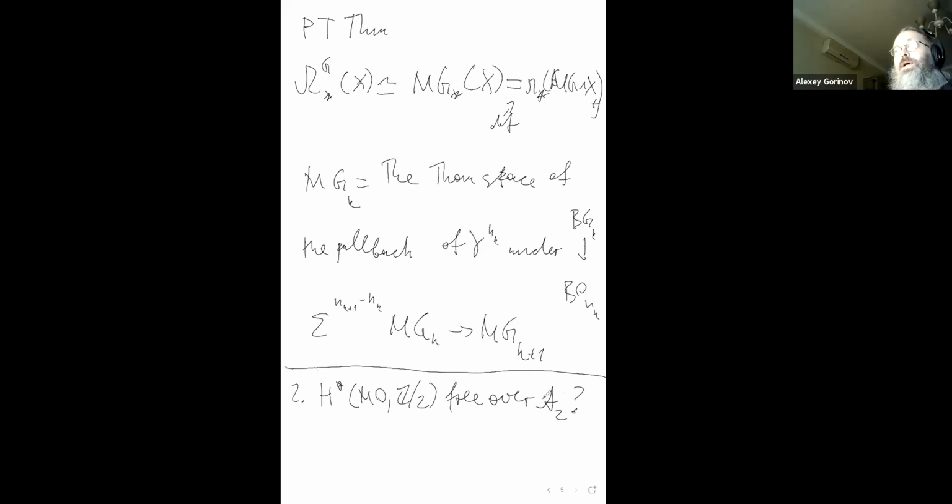So our next goal is to prove that the cohomology of MO is free over the standard algebra, and we know already what the standard algebra is. By the way, do we understand how the standard algebra acts on this thing?